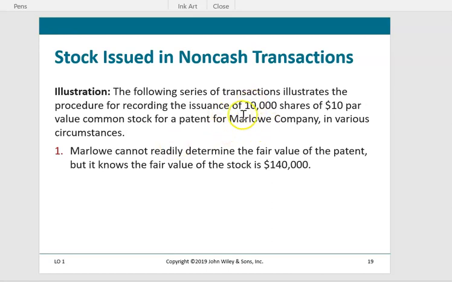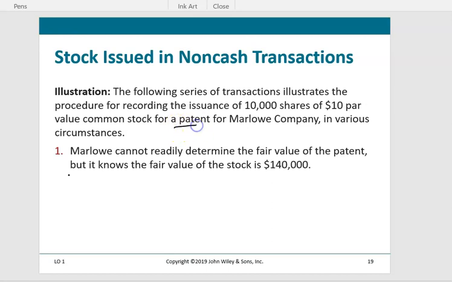Marlowe Company issues 10,000 shares of $10 par value common stock for a patent. Let's first assume that Marlowe cannot readily determine the fair value of the patent, but it does know the fair value of the stock. Well, clearly we're not getting cash, so our debit's not going to be to cash. What is the company getting?